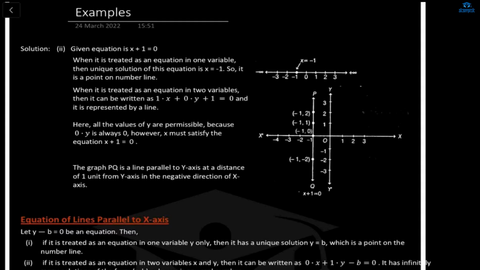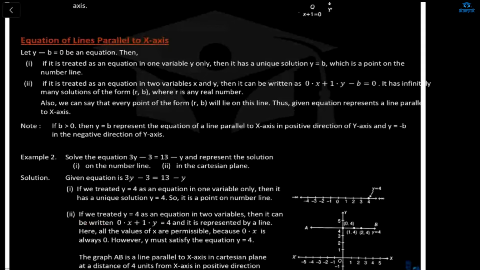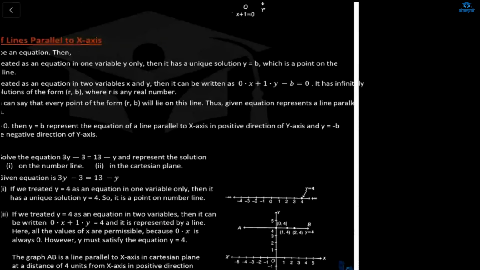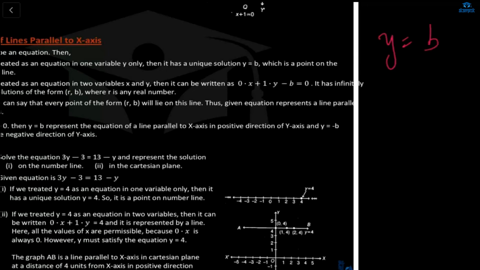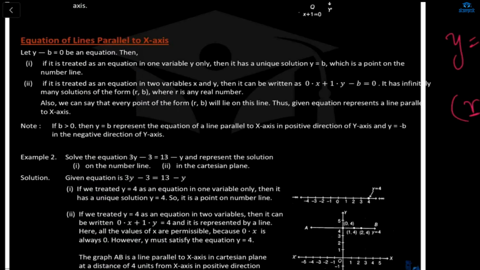Now similarly, let's check the equation of a line parallel to the x-axis. When the equation of a line is parallel to the x-axis, for example y minus b is equal to 0, you can write this as y is equal to b. This equation will be satisfied with all values of x, but for y only b will satisfy the equation. So the ordered pairs that you form will always be of the form r comma b, where r is any real number. If it is treated as an equation in one variable y only, then it has a unique solution, y is equal to b.